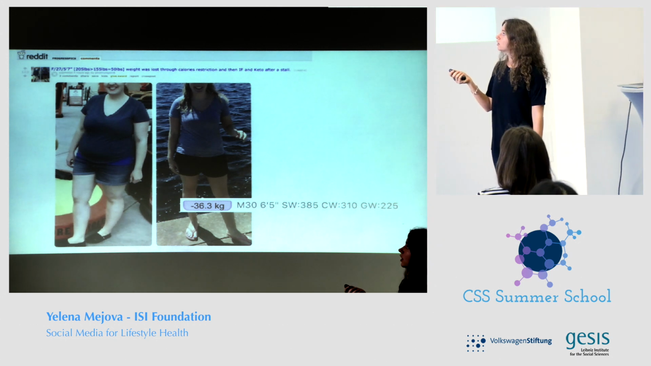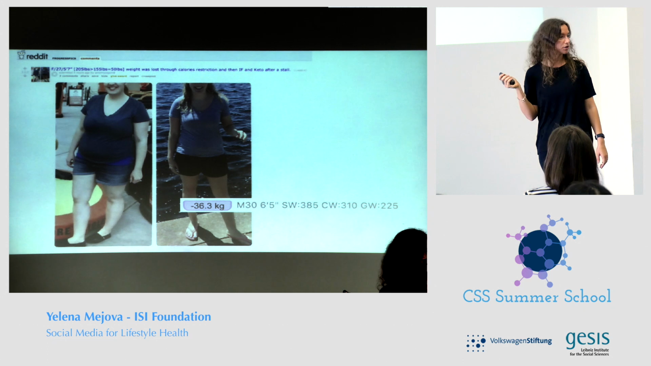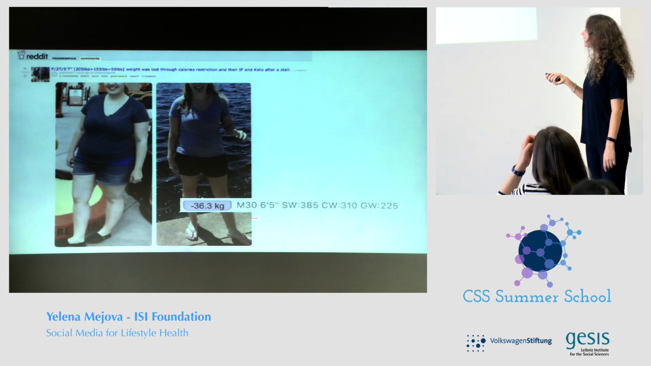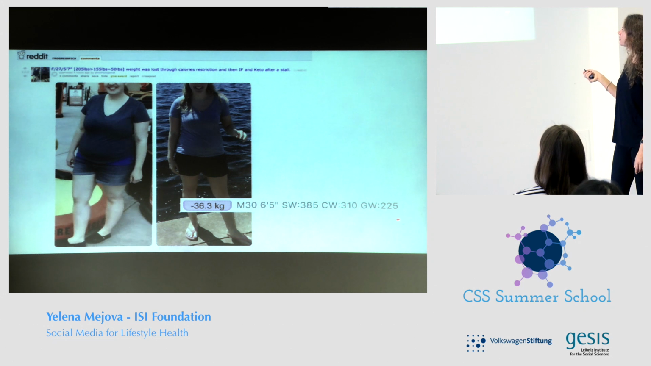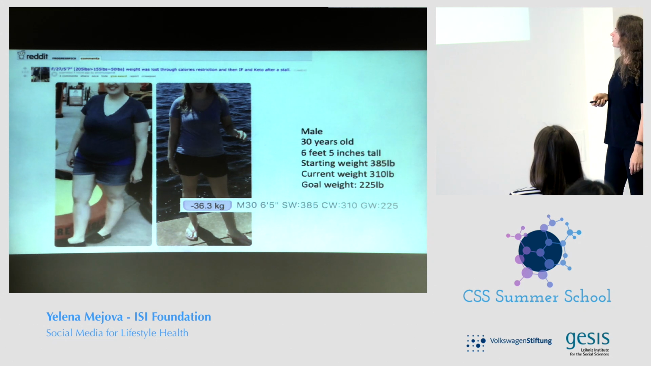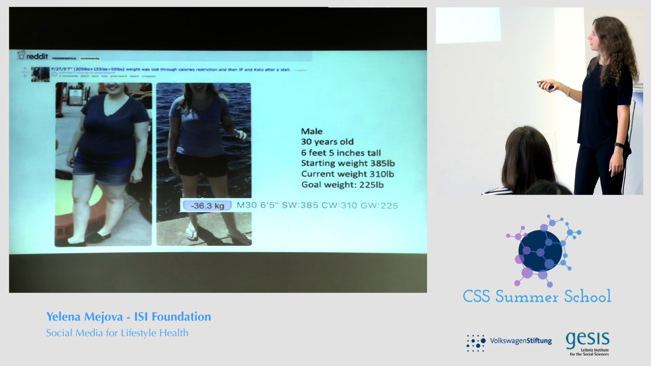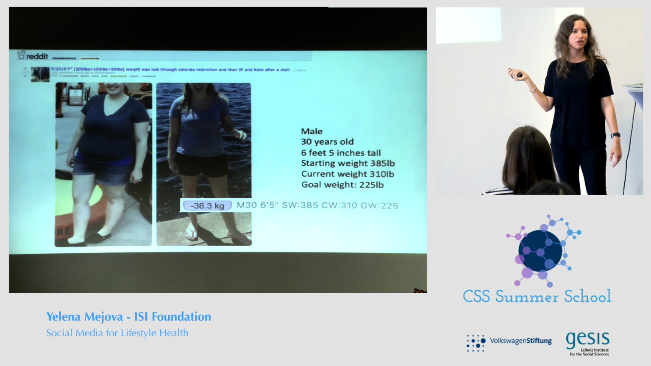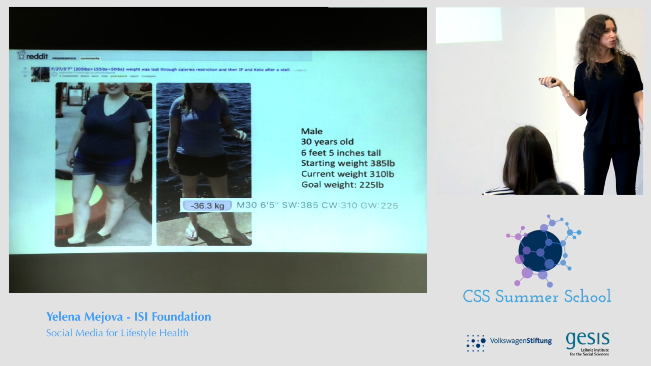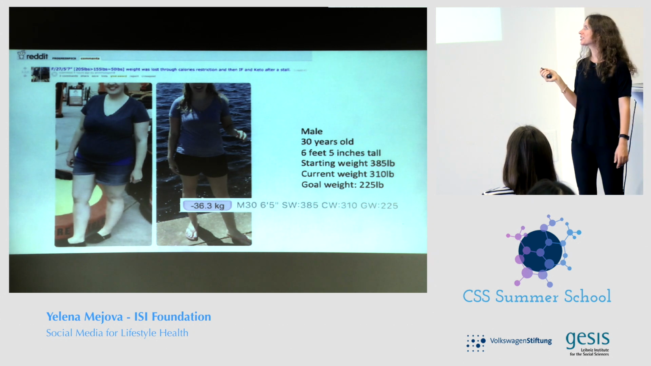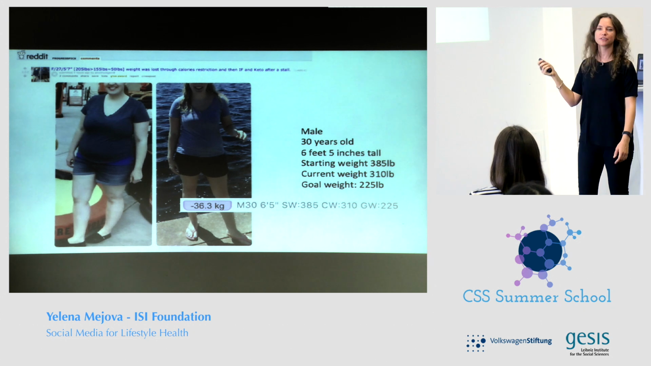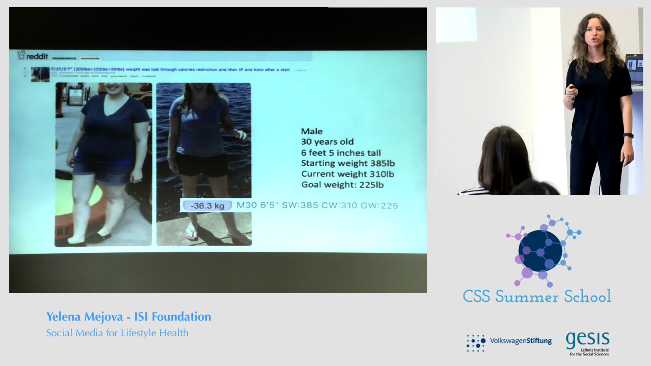For example, this is the Reddit Lose It community, where people annotate their posts really rigorously. So you can find from this that it's a male of 30 years, 6 feet 5 inches, with starting weight this, current weight that, and goal weight this, right? And they've lost this much. You would have to pay a lot of money to people to produce this sort of annotation. And then they have progress pics of before and after, or current, which are very nice.